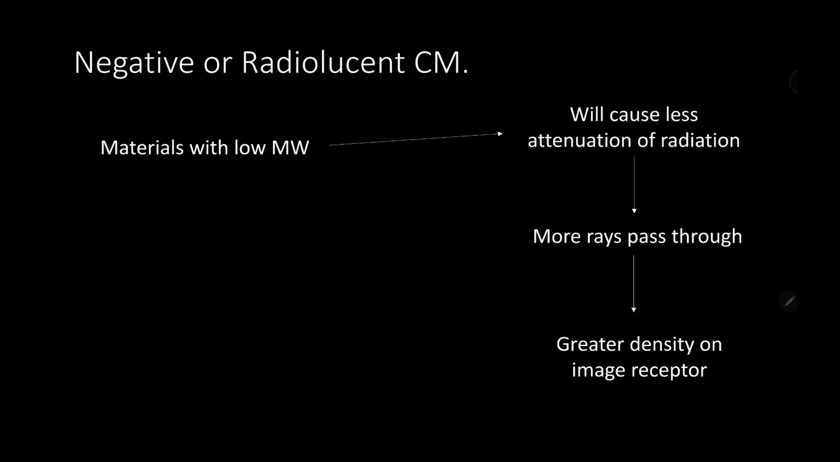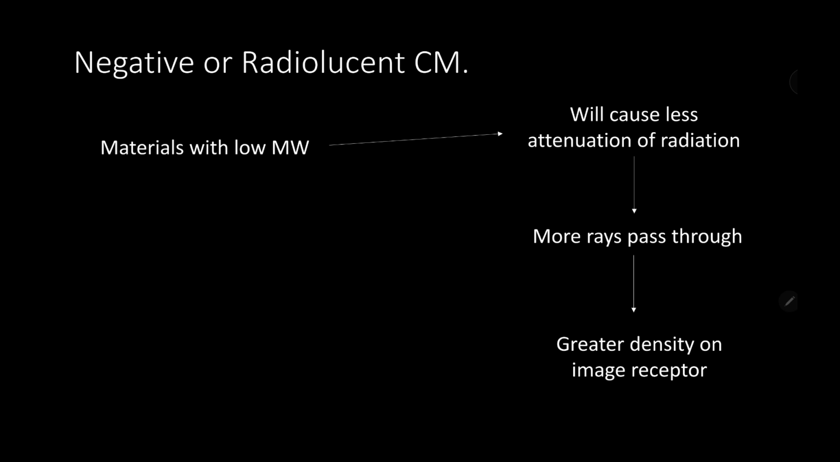Radiolucent contrast media. Basically, the absorption of X-rays by a substance depends upon several factors, and one of the important ones is the atomic weight of the substance. Radiolucent contrast media are materials with low molecular weight. Since they have low molecular weight, they will cause less attenuation of the radiation. That is, they stop less radiation. Therefore, much more radiation passes through the object, and much more rays will reach the image receptor. That is nothing but greater density on the image receptor. Therefore, the target appears much more black, that is, much more radiolucent.